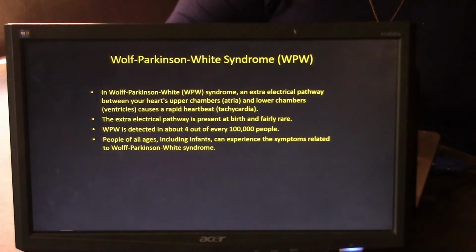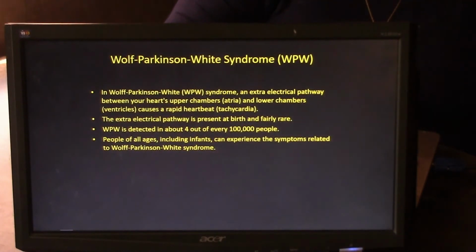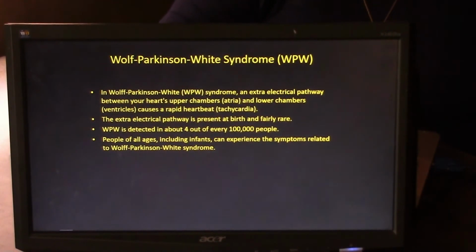One of the things that you will see in the literature and occasionally in your patients is a syndrome called Wolff-Parkinson-White syndrome. It's where an electrical pathway between the atria and the ventricles exists, and it causes a cyclic rhythm between that pathway and a tachycardia. It's usually present at birth, and it is fairly rare. In other words, about 4 out of every 100,000 people have Wolff-Parkinson-White.